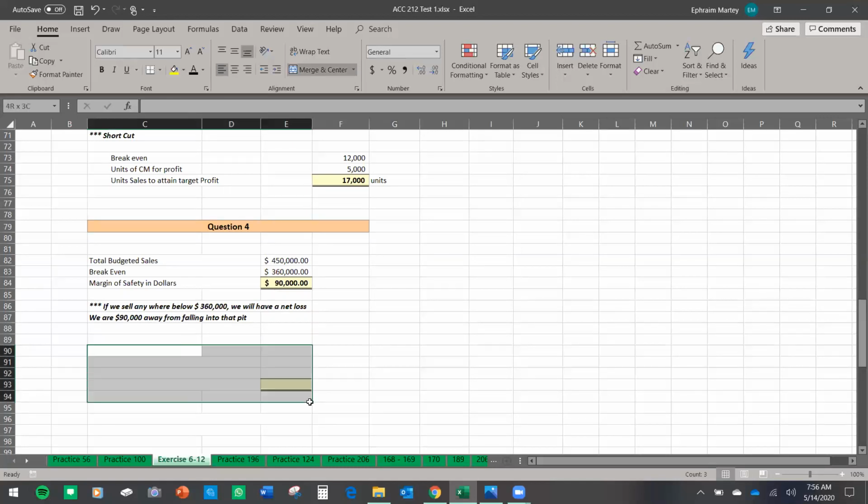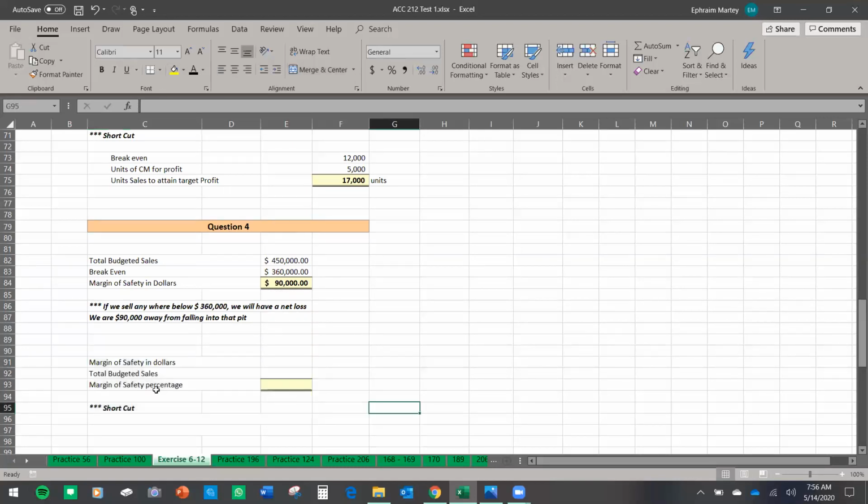Now we were also asked to find the margin of safety in percentage. In percentage, we need the margin of safety in dollars, which is 90,000, and the targeted sale, which is 450,000. We are just flipping the formula around. But instead of subtracting, we divide here. So 90,000 divided by 450,000 gives us 20%.